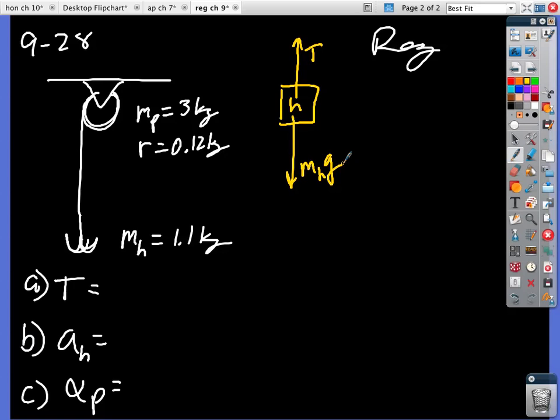Okay, good. And then you have the pulley, right? And the pulley has a radius. It also has a mass of the pulley, and there is also a tension pulling down. Does it make sense that this tension is the same as that tension? Yeah, because there's nothing in between, just there to there. Yeah, their tension still exists.